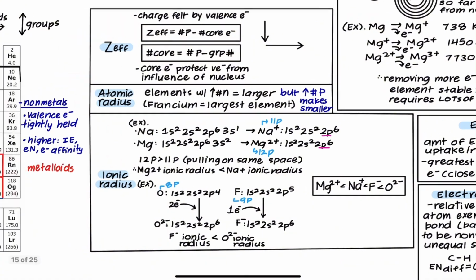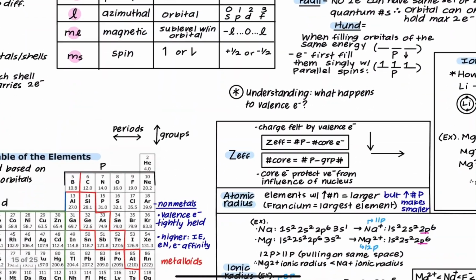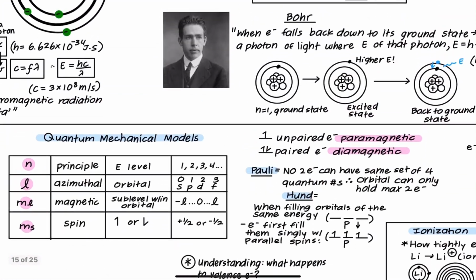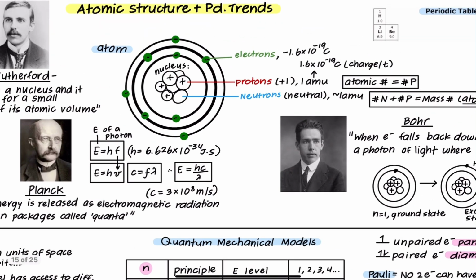Okay, so this is the walkthrough of my atomic structure and periodic trends mind map for the MCAT. If you think that I've missed anything here, please let me know. I would love your help. We essentially went from early atomic models all the way to how the periodic table organizes electron behavior and energy.